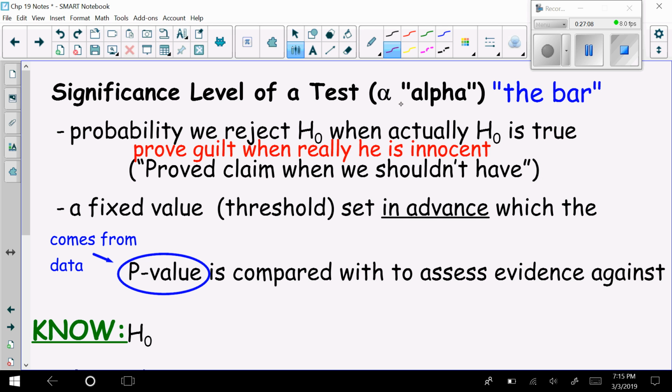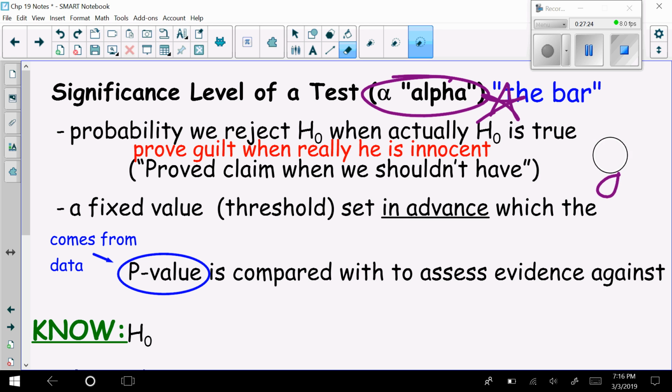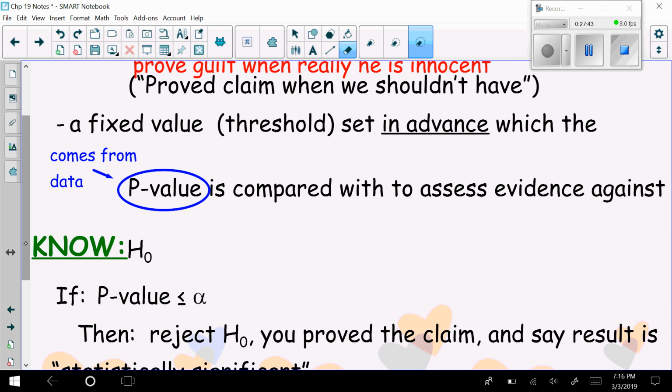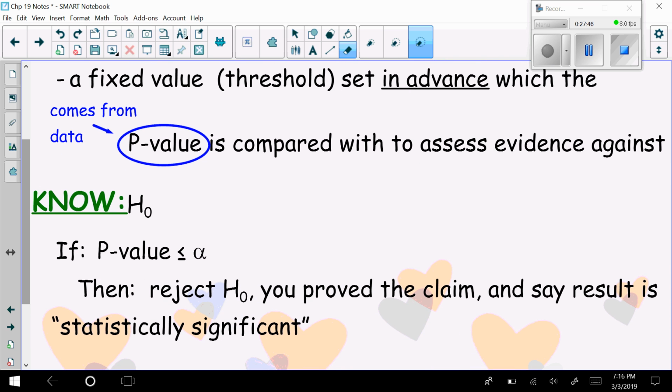It says the significance level of a test is alpha. This is very true. We do use this all the time. This is like the bar at which we're setting. So we have to have some type of value. Before, I think on the screen I put big in quotations. Well, this allows us to quantify it a little bit more. Okay, this is the bar that we're testing everything at. So it's the probability we reject H0 when H0 is true. That means that we're proving guilty when really a person's innocent. Okay, it means we were wrong. All right, it is a fixed value. It's used to compare the p-value.